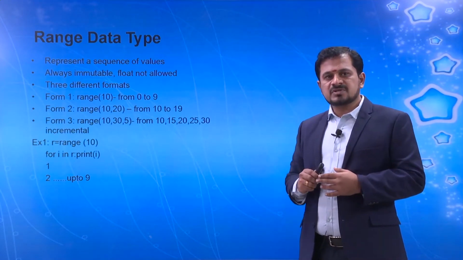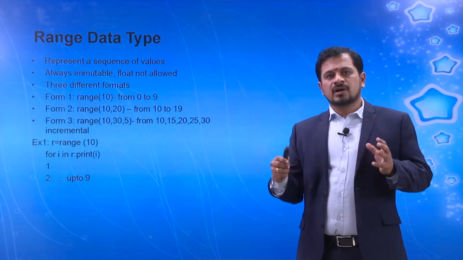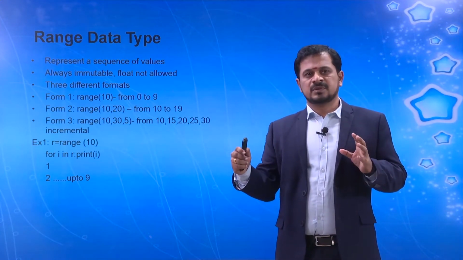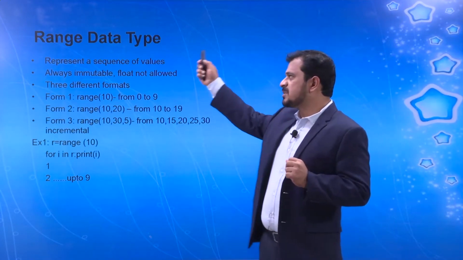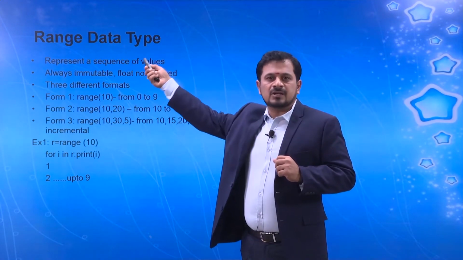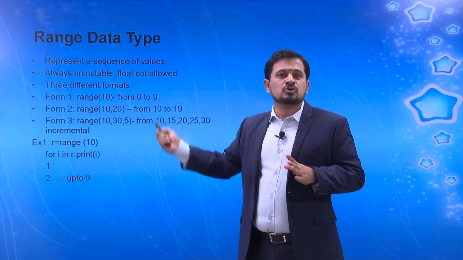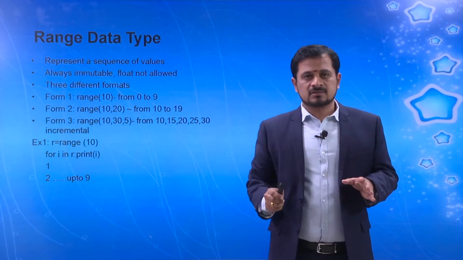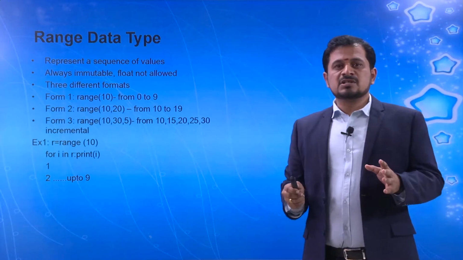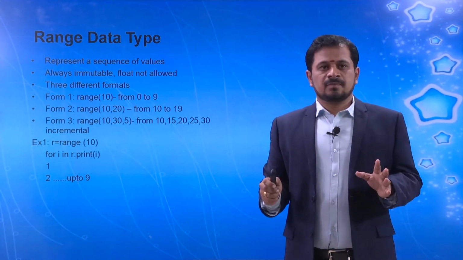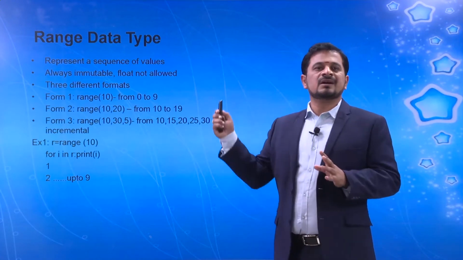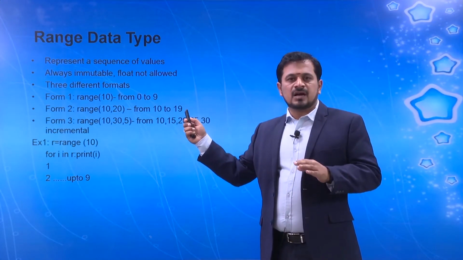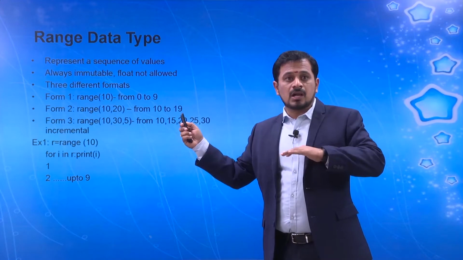Next data type is the range data type. If I want to create some range of data, then we are allowed to use the range data type, which is going to represent a sequence of values. This is always immutable, you are not allowed to change it. And the second condition is that float is not allowed. You are not allowed to use a float value inside your range data type.